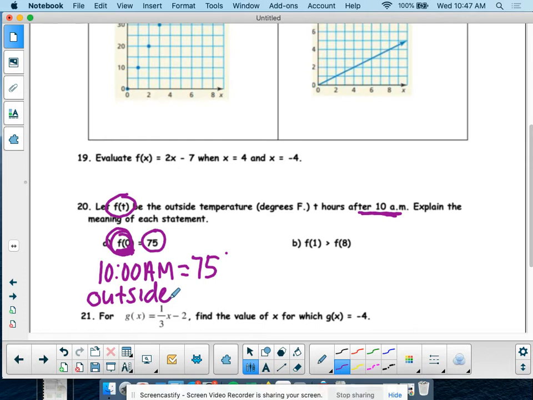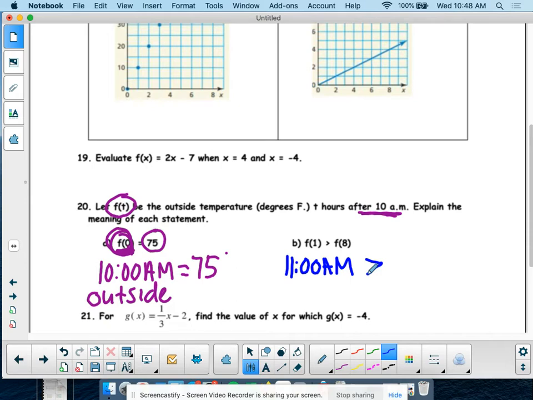Okay, now B is saying f of 1 is greater than f of 8. Well, what's 1 hour after 10 a.m.? So it's 11 a.m., right? Is bigger than, now 8 hours after 10 a.m.? So let's think about it. So 1 hour is 11, 12, 13, 14. Oh, geez, let's back up, you guys. I'm so sorry. All right.